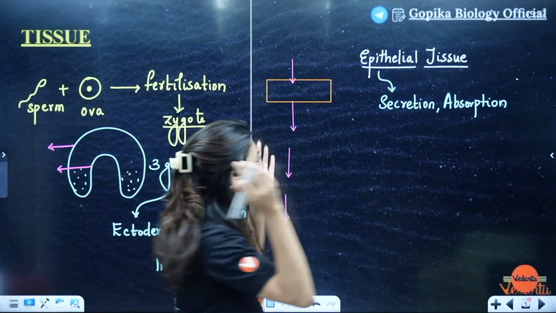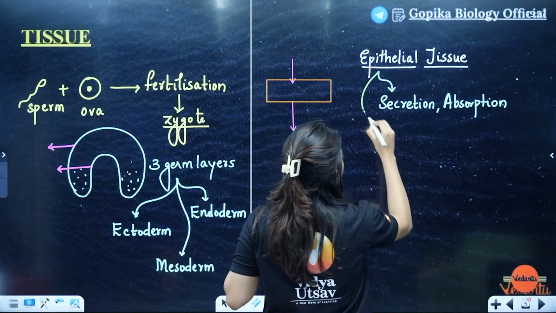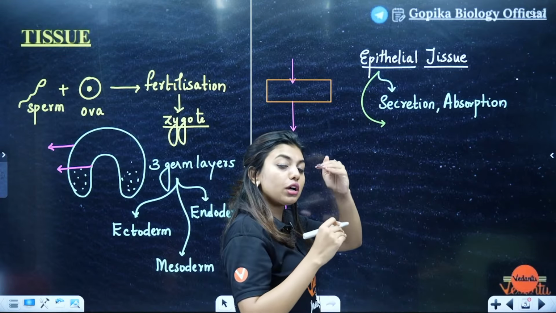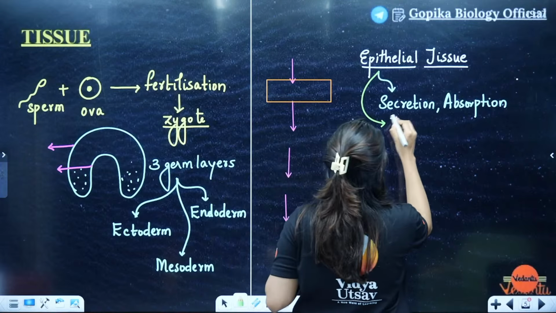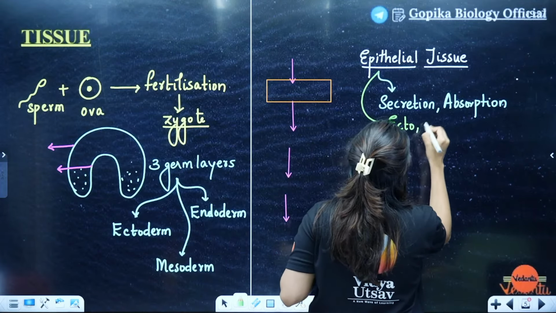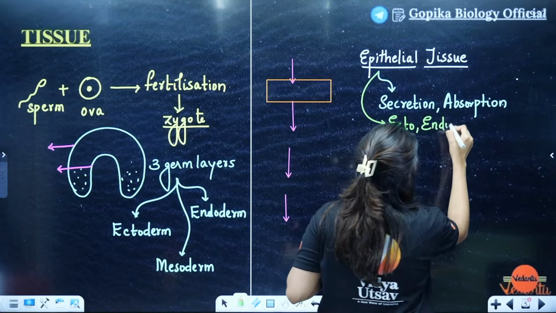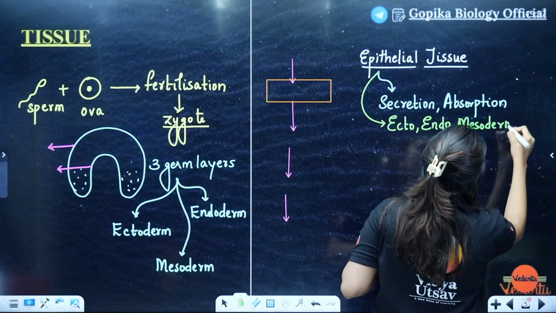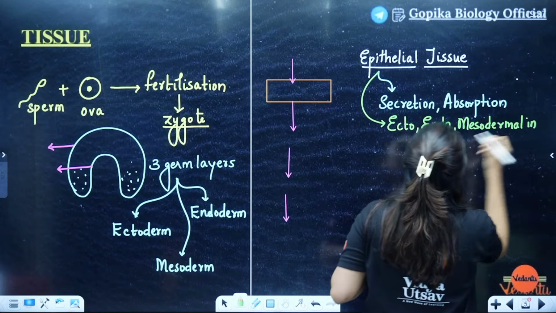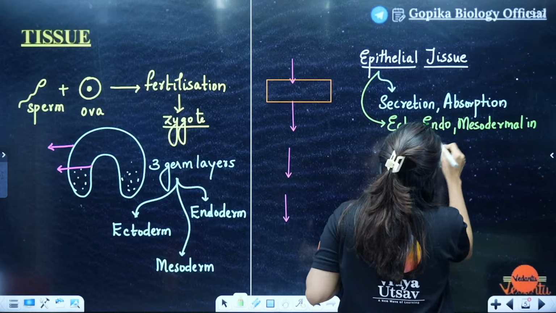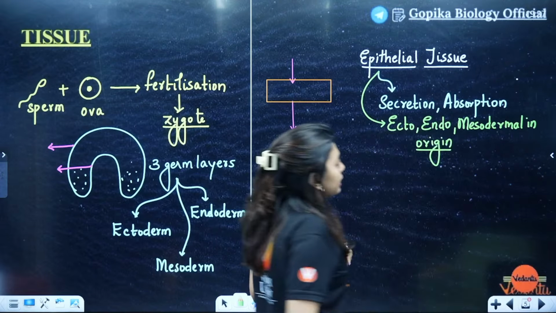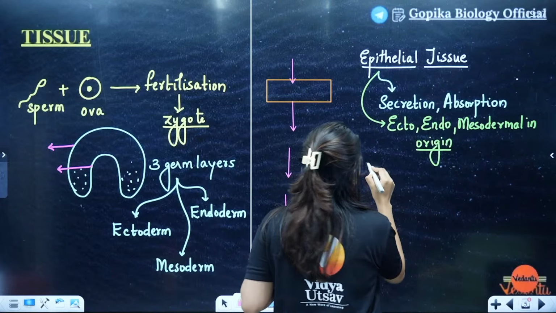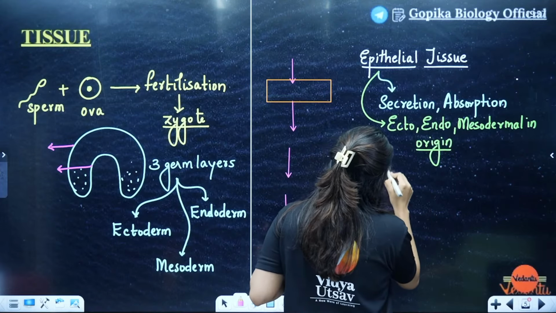Okay, very nice. So here, students, the origin of your epithelial cells is ectoderm, endoderm and mesodermal in origin. Clear? They are all three in origin. Now coming to the next one, the one and only connective tissue, which is going to help in connection.